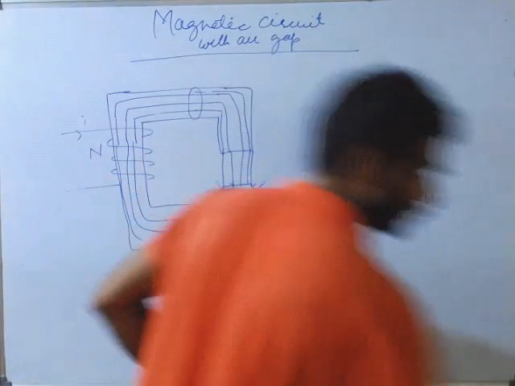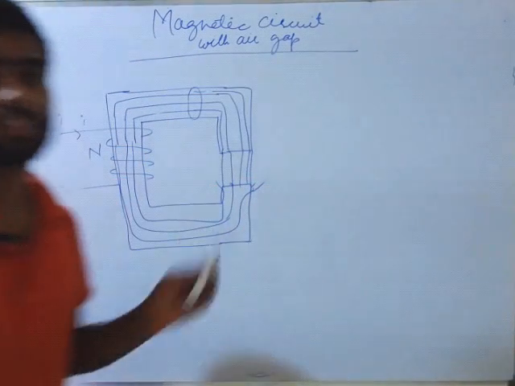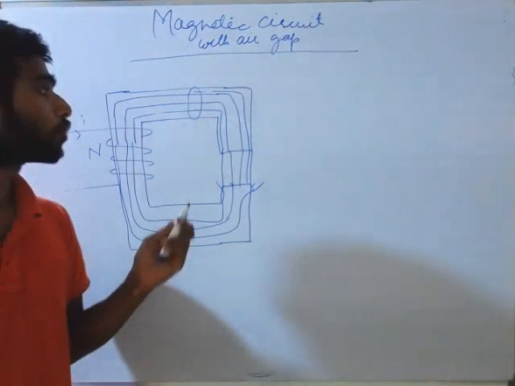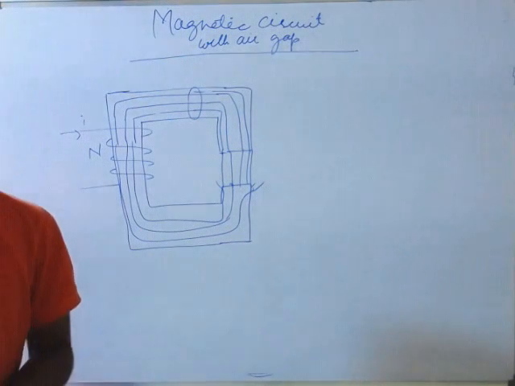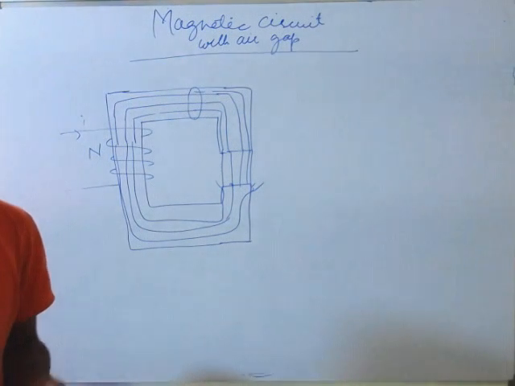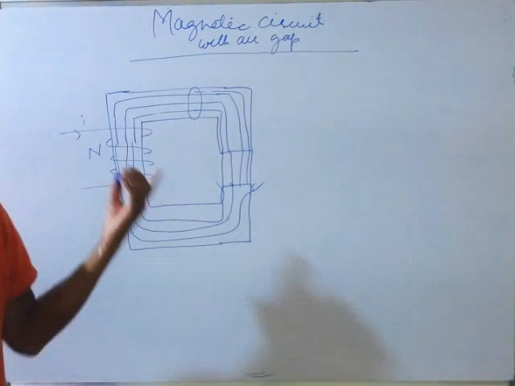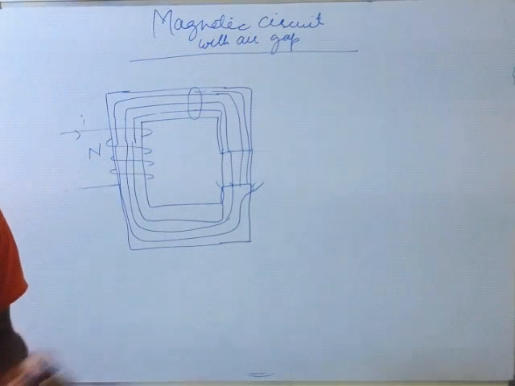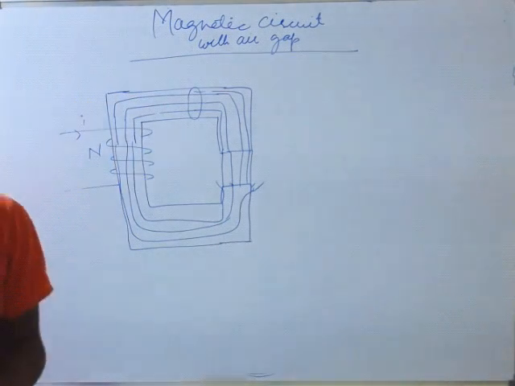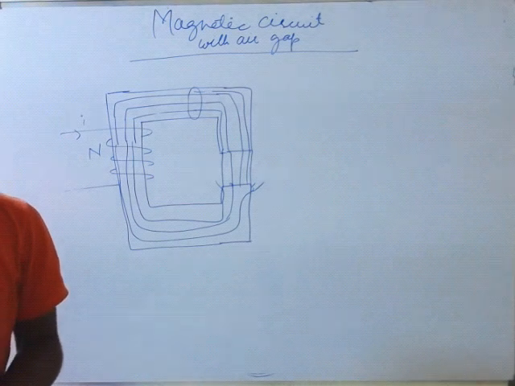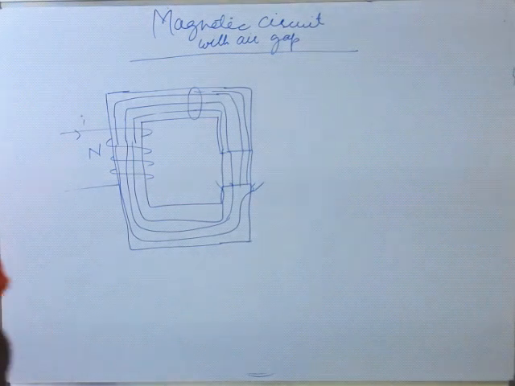Now for drawing the magnetic equivalent circuit, we require a reluctance. Generally in the electrical circuit, resistances are given, resistance of the wire is given, but in magnetic circuit the reluctance of the core and air we are required to calculate before drawing the magnetic equivalent circuit.